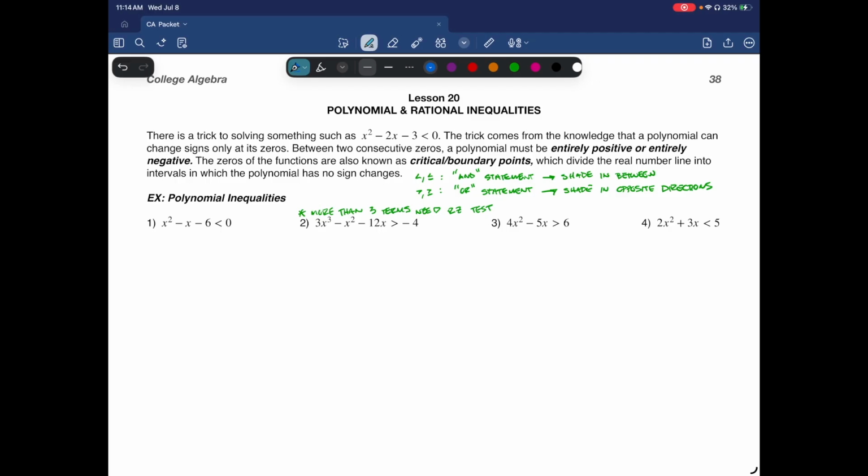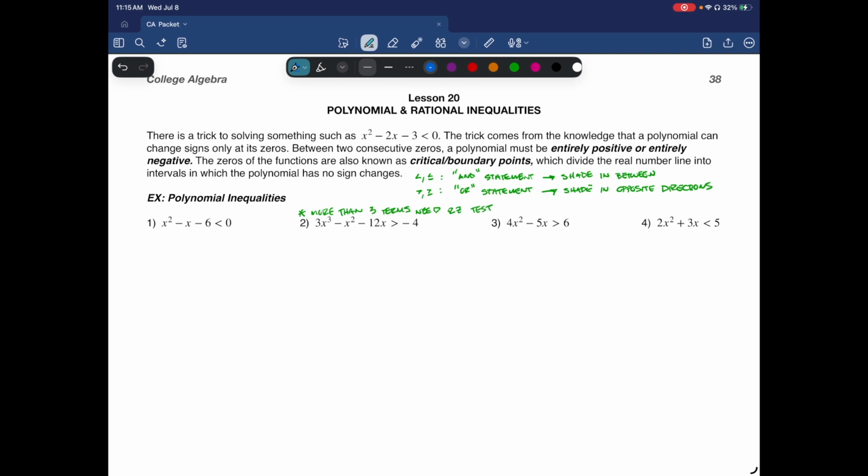The trick comes from the knowledge that a polynomial can change signs only at zeros. So between two consecutive zeros, a polynomial must be entirely positive or entirely negative. The zeros of the function are also known as critical or boundary points, which divide the real number line into intervals in which the polynomial has no sign changes.